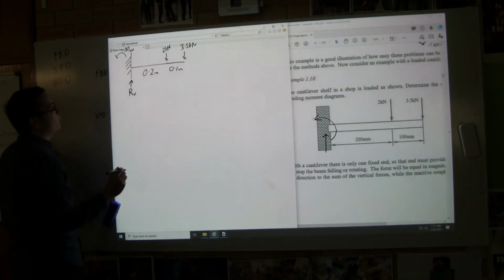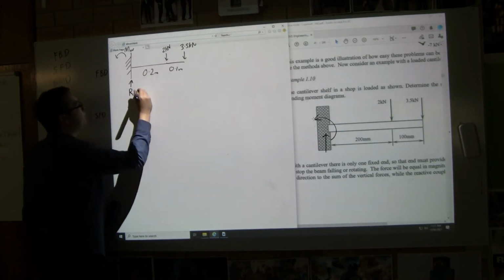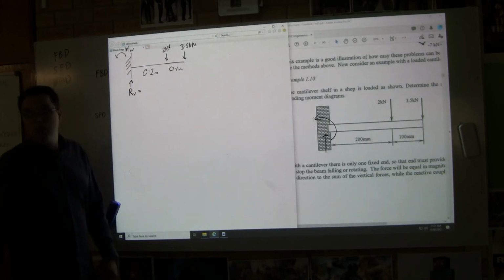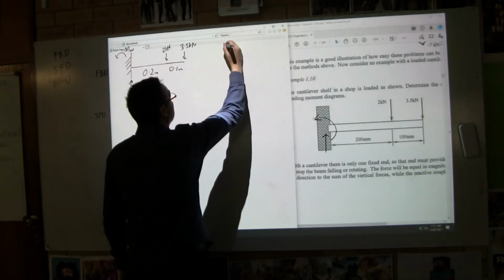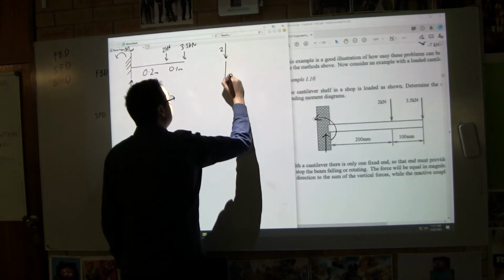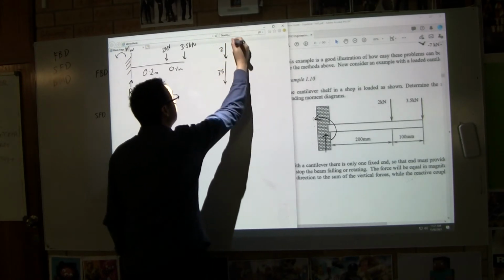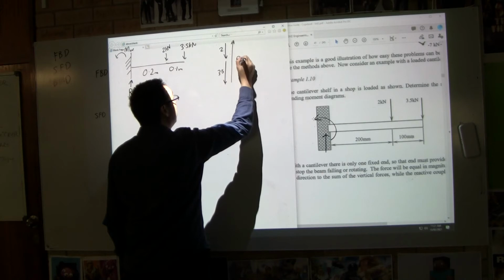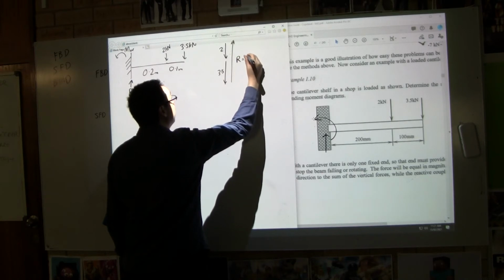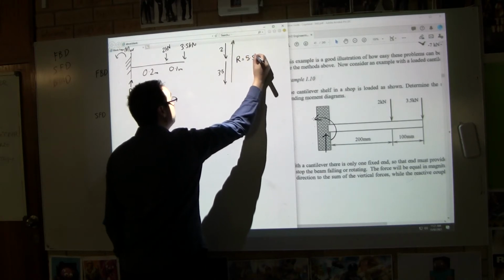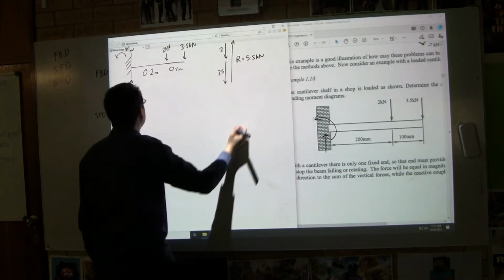Okay, so what is the value of R? So we said 2 down and 3.5 down. What is R going to equal? R equals 5.5. Yeah, that seem reasonable? Okay.